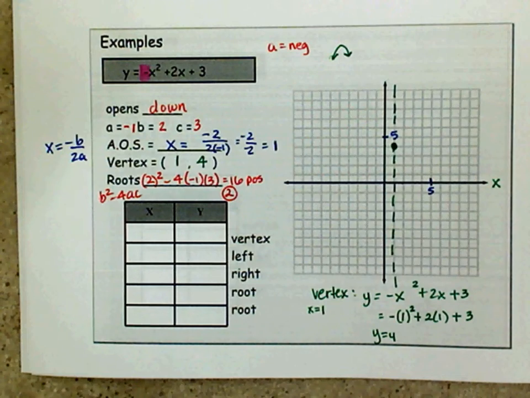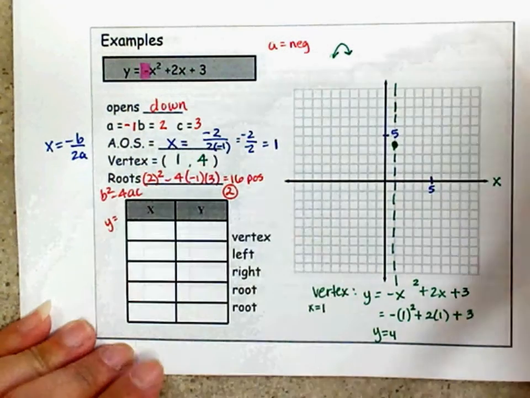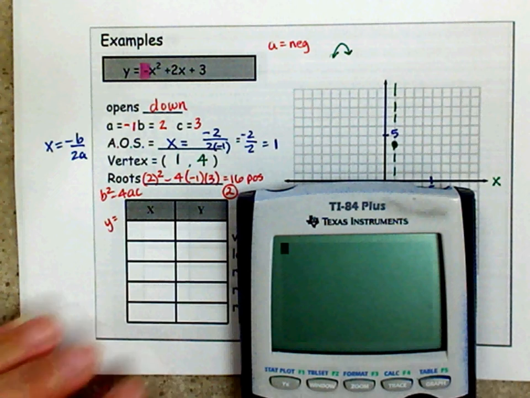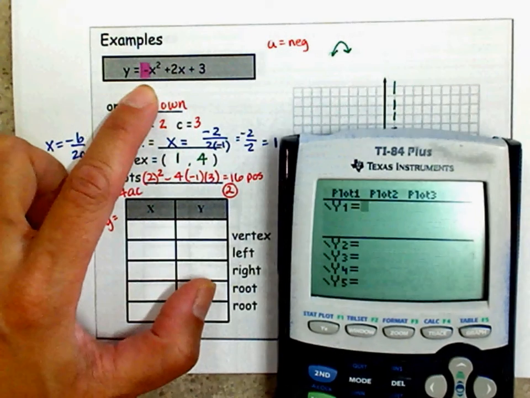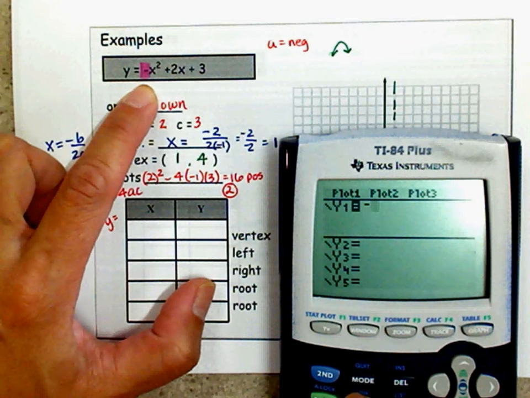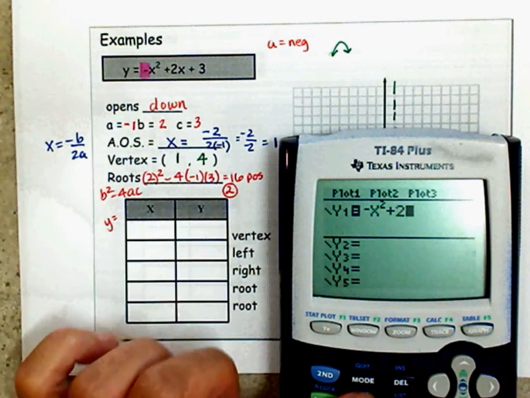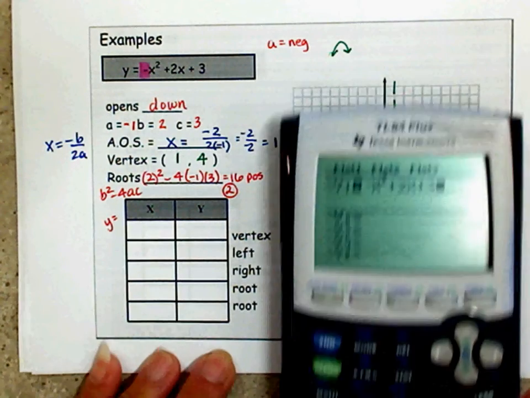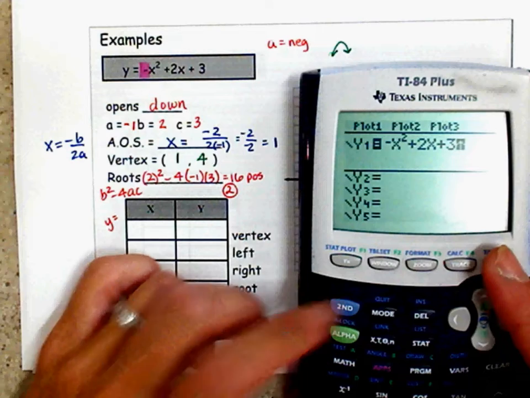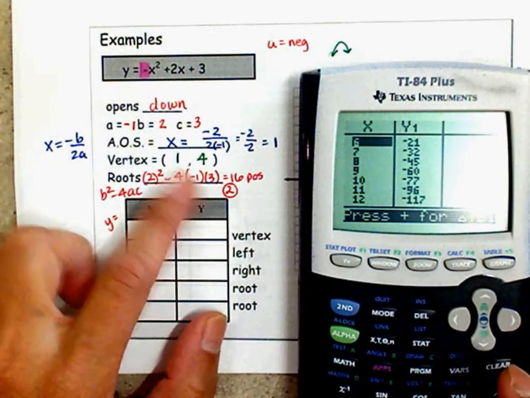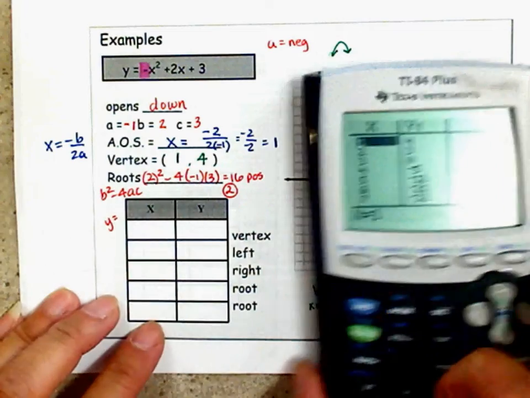Next step, I'm going to use my calculator to help me. I'm going to go to y equals. Clear that. Type in the original equation. Ready? Negative x squared, just like you see it, plus 2x plus 3. And here's your x value right here. Go ahead and hit second table. Go to your vertex. See how you have vertex? What's your vertex? 1, 4.